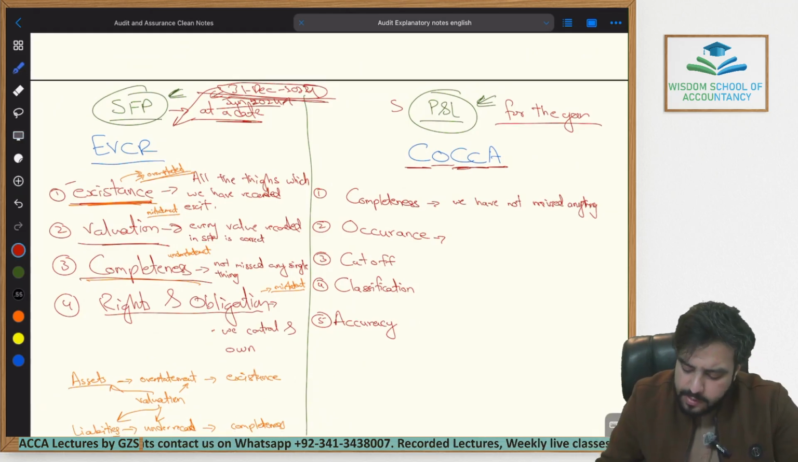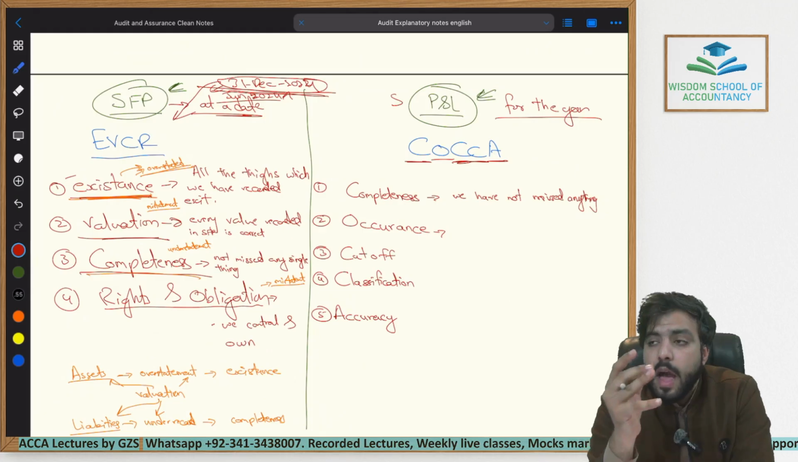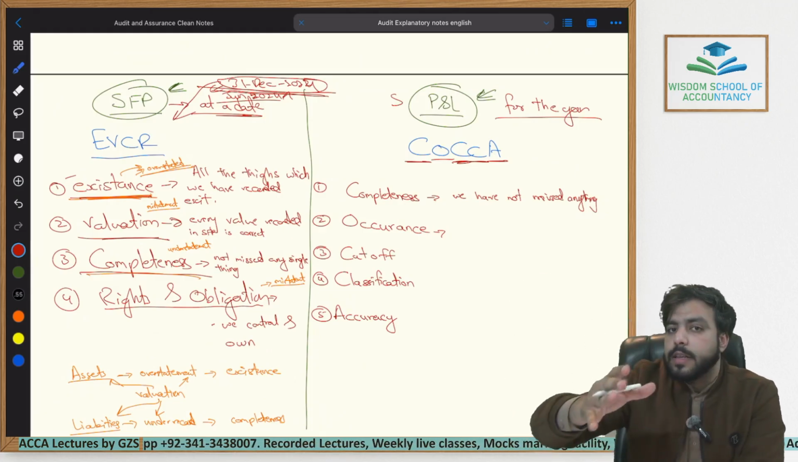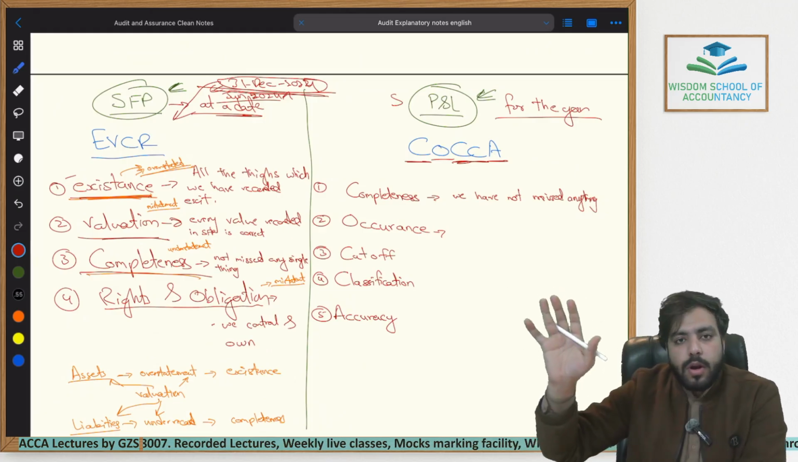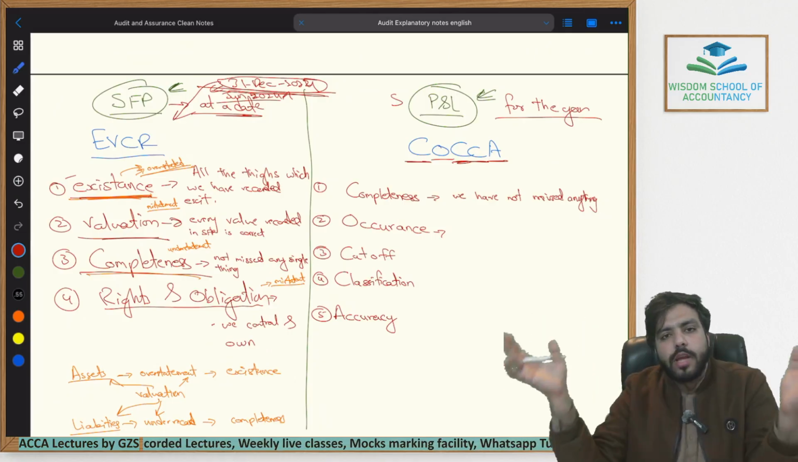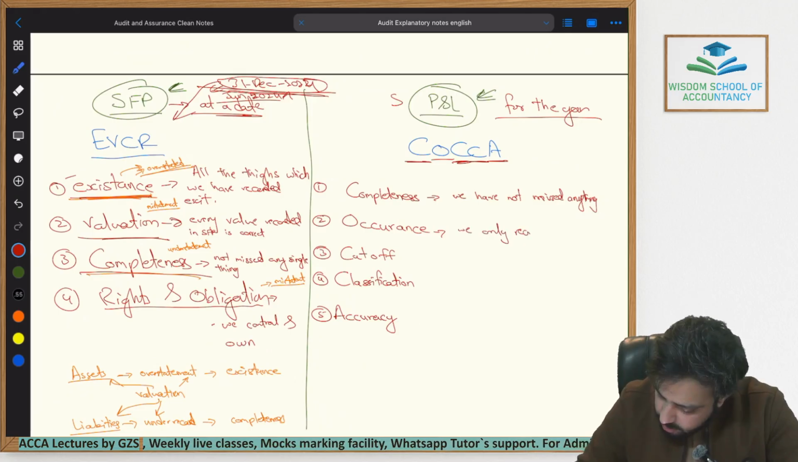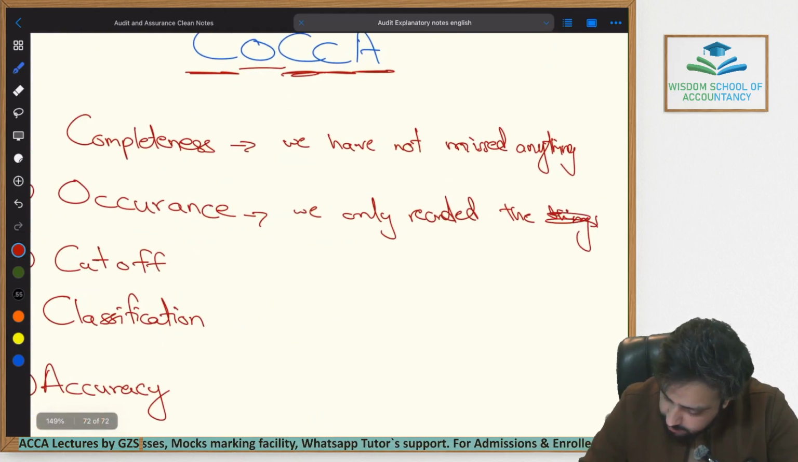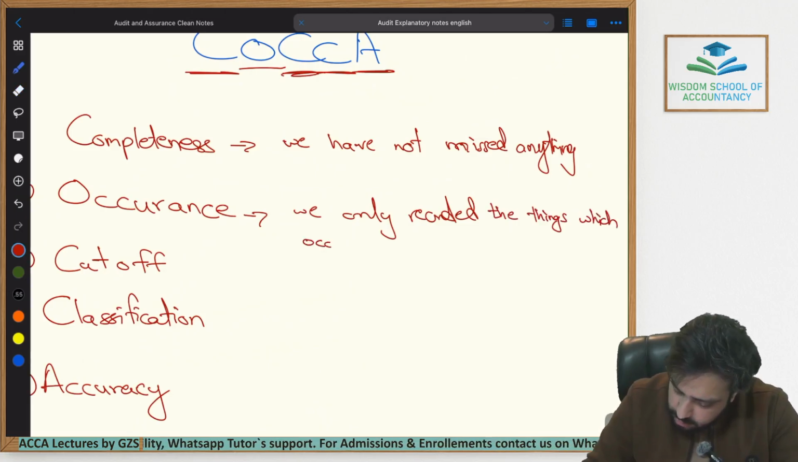Now, whenever the management says that whatever we have recorded actually occurred during the year, this means that the management is saying we have not over recorded something. We have only recorded the things that occurred during the year within statement of profit and loss. We have not recorded things that did not actually happen during the year. We have only recorded the things which occurred during the year.